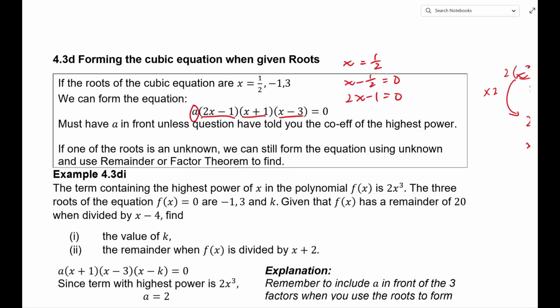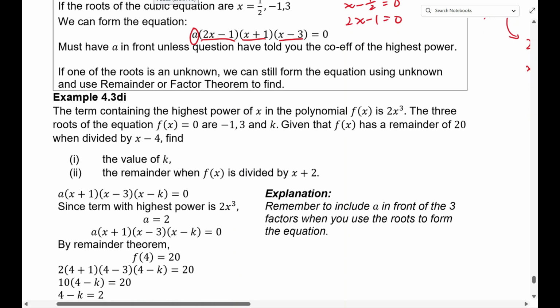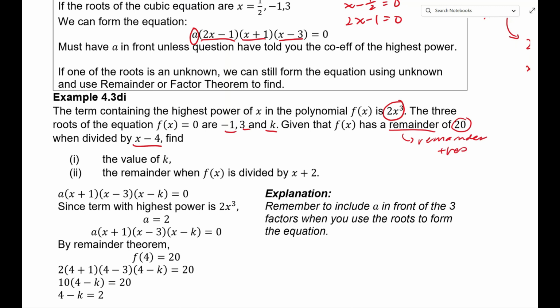So if one of the roots is an unknown, we can still form the equation using remainder or factor theorem, which we will see in the next example. Now the term containing the highest power of x in a polynomial f(x) is 2x cubed. So they have given us our highest power coefficient. Now the three roots of the equation f(x) equals 0 are minus 1, 3 and k. Given that f(x) has a remainder of 20 when divided by x minus 4. So when you see this, you obviously think of remainder theorem. Find the value of k.